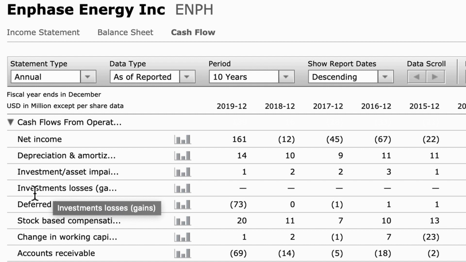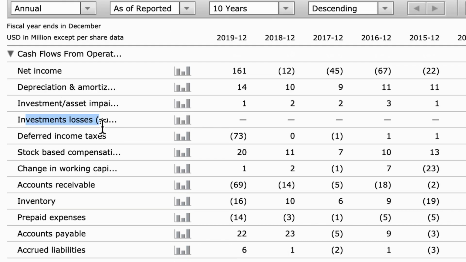I'm not going to read off all of the numbers because it's going to be different for every cash flow statement you're looking at. So I'm just going to describe things as we go along. And the next line is investment losses or gains. And this would be if they sold something and lost money on the sale or gained money on the sale of their investment.